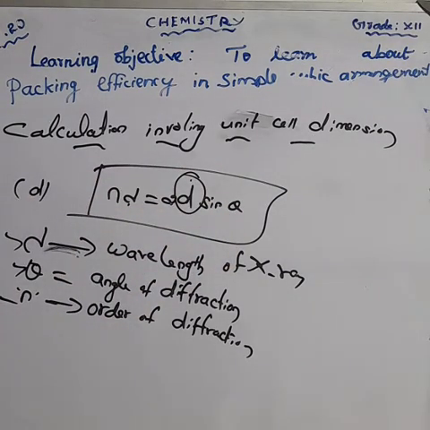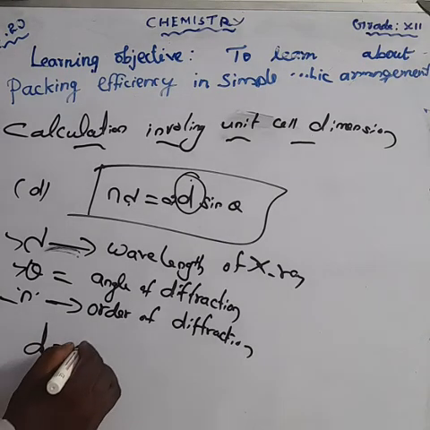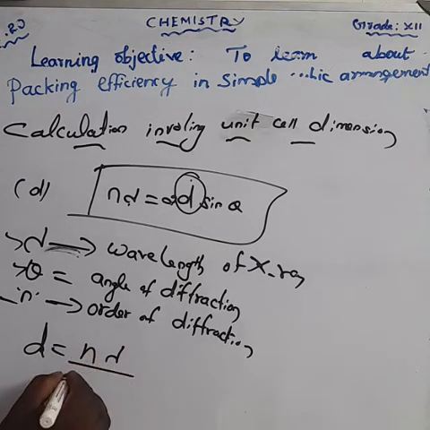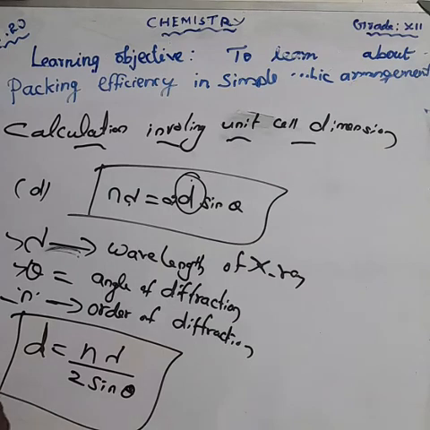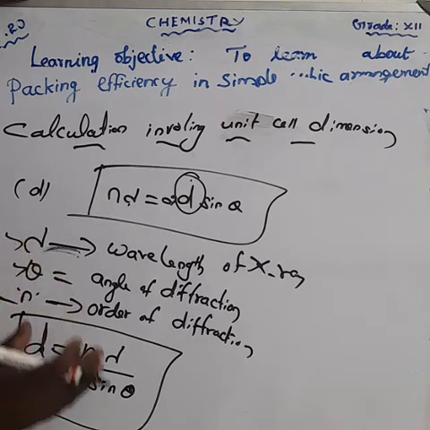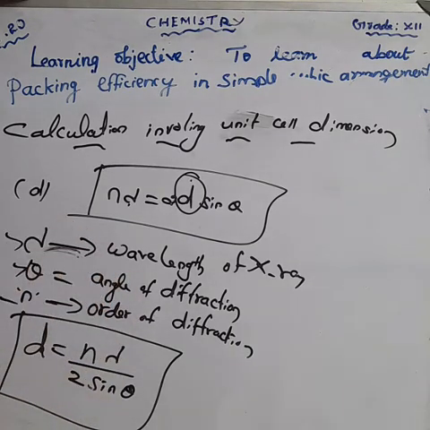So anyhow, we have the formula for d. d is equal to n lambda divided by 2 sin theta. Using this value, the edge length of the unit cell can be calculated.